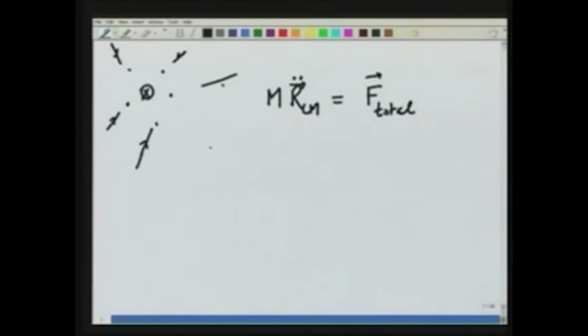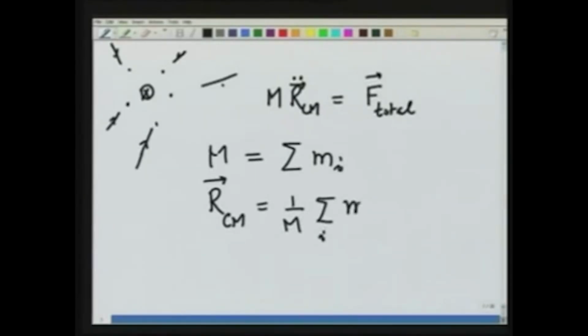where m is the sum of individual masses, that is the total mass. The vector RCM is defined as 1 over m summed over mi Ri, that is a vector for each individual particle, and F total is the net force being applied on the system totally.